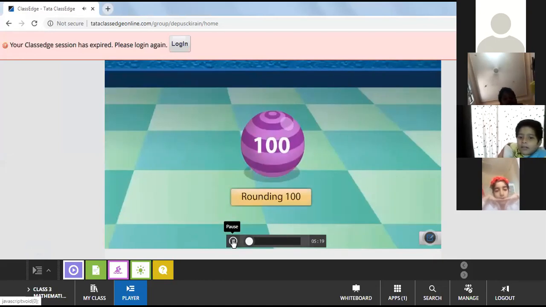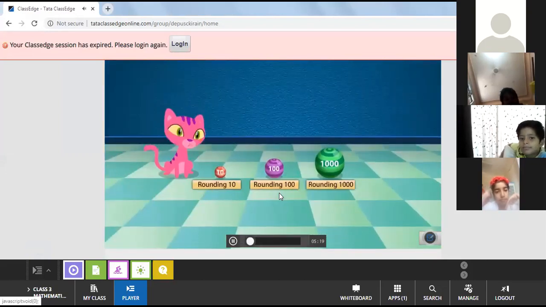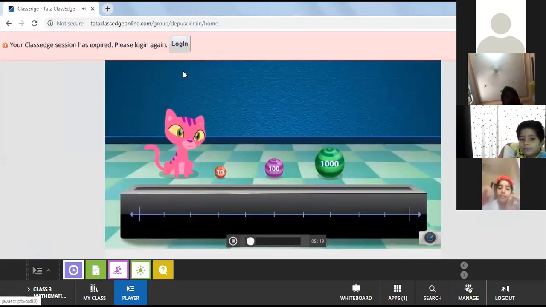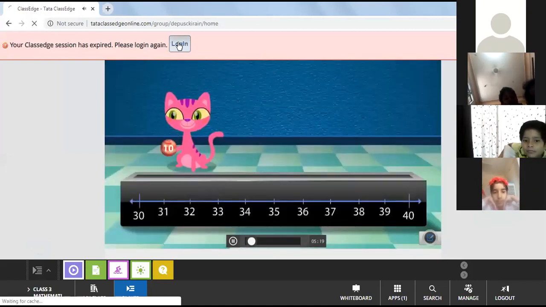Numbers. That is interesting. Catty decides to put the balls on a number line, one at a time. Catty starts.